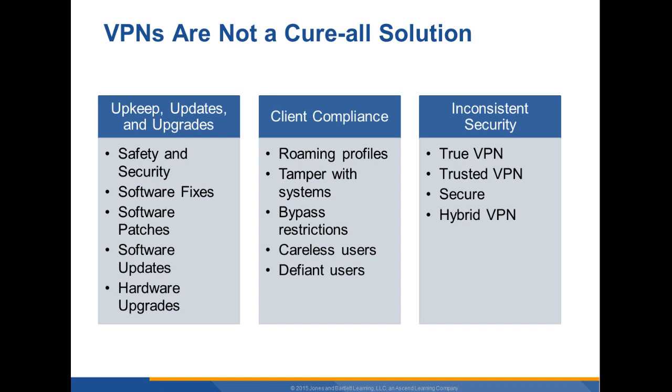Amongst these are true VPN. A single organization owns all the network infrastructure. That would be ideal. Trusted VPN controls the communication pathway but doesn't prevent eavesdropping, and so that would be some inconsistent security there. A secure VPN uses public networks but does not control or ensure the transmission path, more inconsistent security. And lastly, a hybrid VPN is a secure VPN over a trusted VPN connection. That would provide more security, but overall, from one type of VPN to another, there is no consistent baseline of security available.